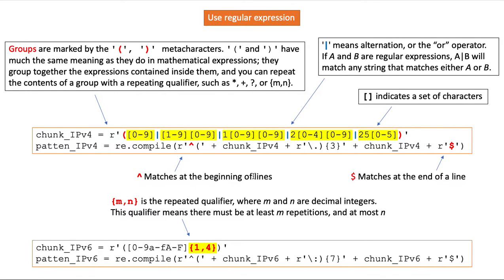We have the beginning of line marked by the caret symbol. And we have the end of line marked by this dollar sign. We have the repeated qualifier marked by these curly brackets.